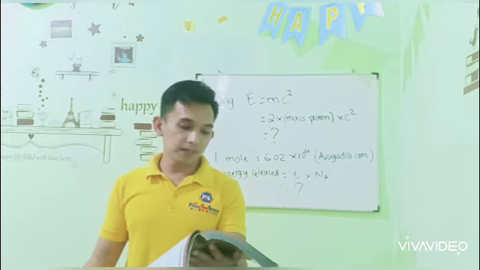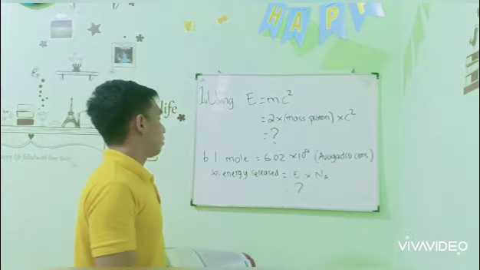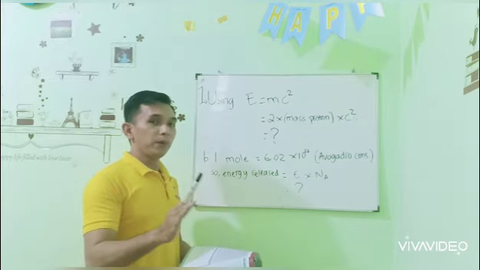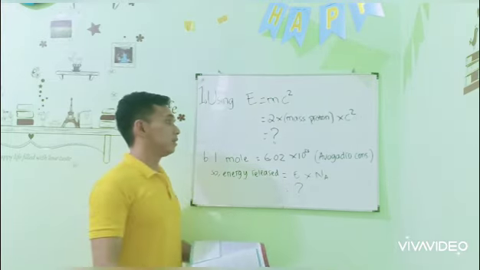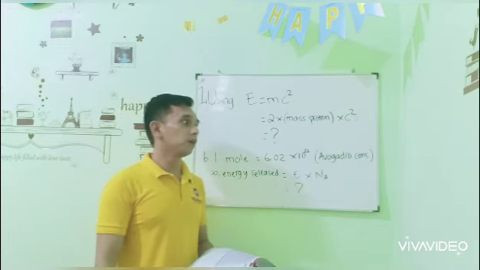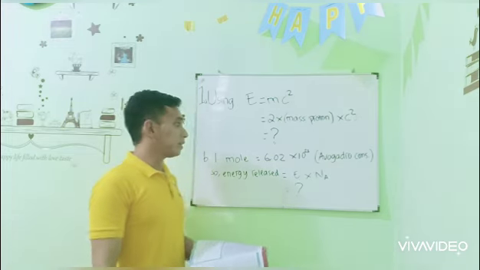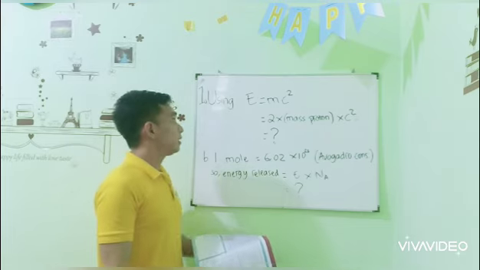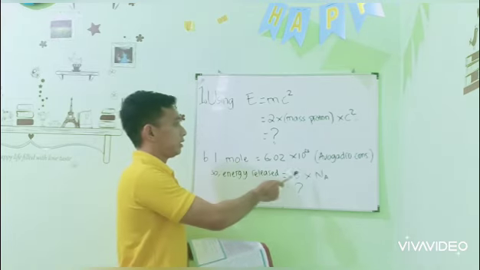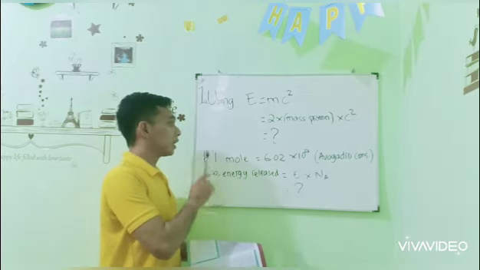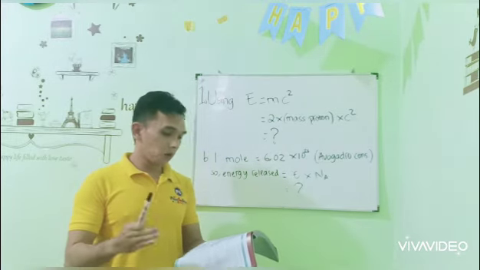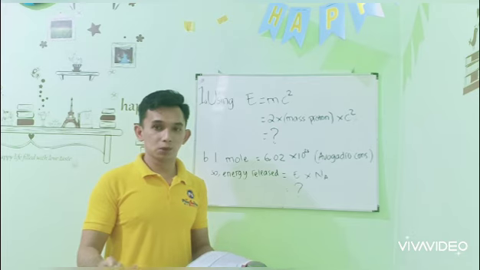For number 1b, calculate the energy release if 1 mole of protons and 1 mole of antiprotons were annihilated by this process. So, by knowing the Avogadro constant, 1 mole is equal to 6.02 times 10 to the power of 23. So, the energy release in this reaction just simply times the energy times the Avogadro constant. Then you will get the total energy released by 1 mole of protons and 1 mole of antiprotons.